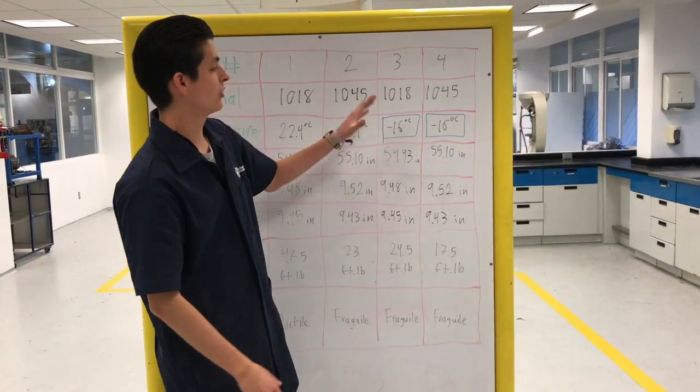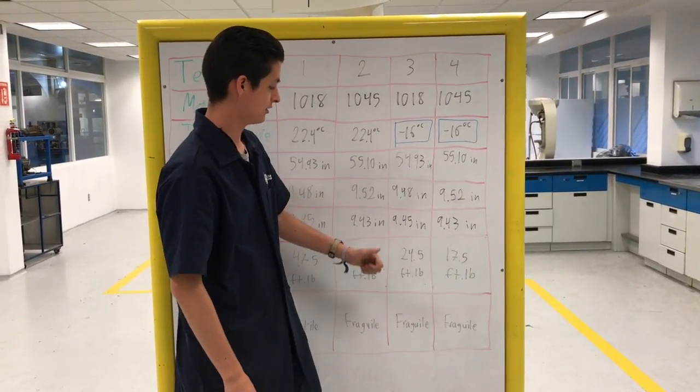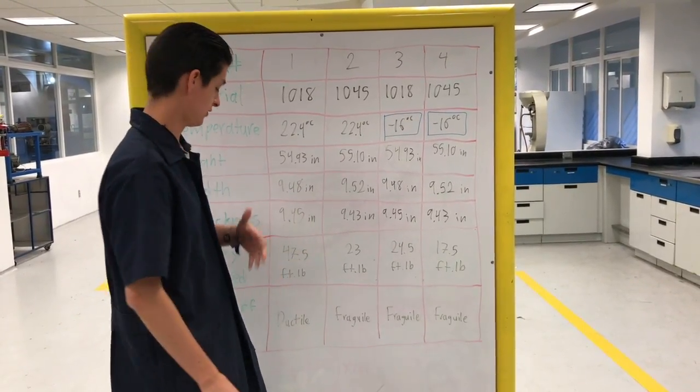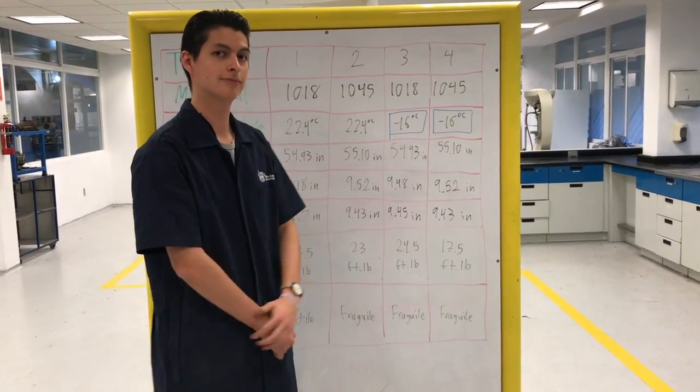It all changed when we varied the temperature from minus 18 degrees. We could see that the 1018 steel that was ductile turned into a brittle fracture after the impact.